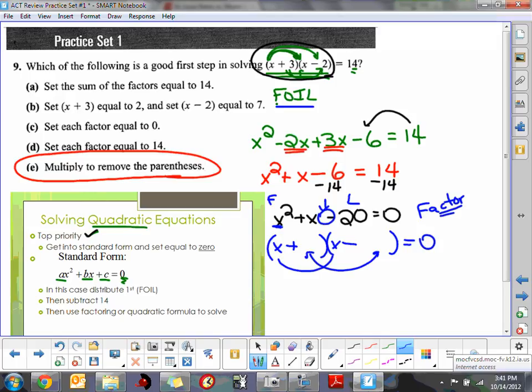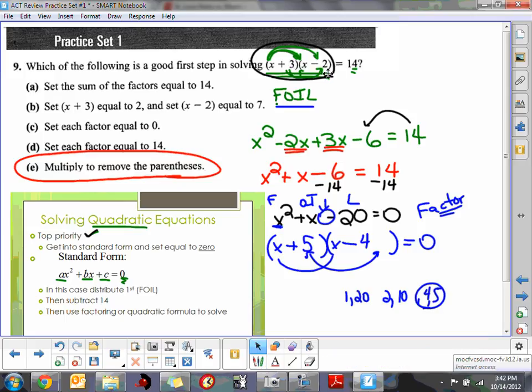Then I'm going to go to the 20. I'm going to utilize the factors of 20. Now 20 has several factors. We got 1 and 20. We have 2 and 10. We have 4 and 5. The combination that I'm going to use is 4 and 5, because if we use 4 and 5, then our outside and inside are going to give us our positive x. So I want to put a 5 in this location and a 4 in this location. I'll illustrate why that's correct.